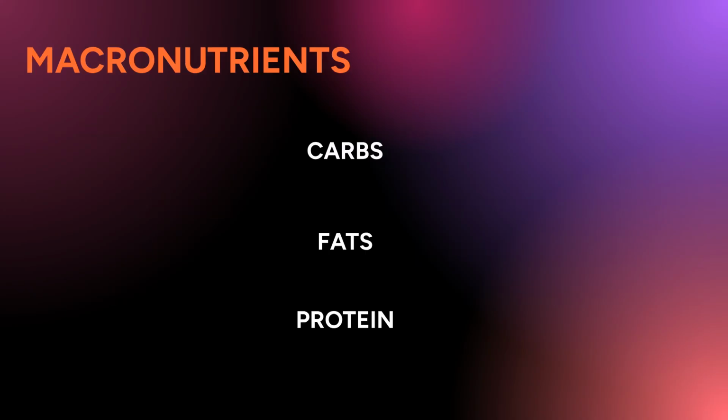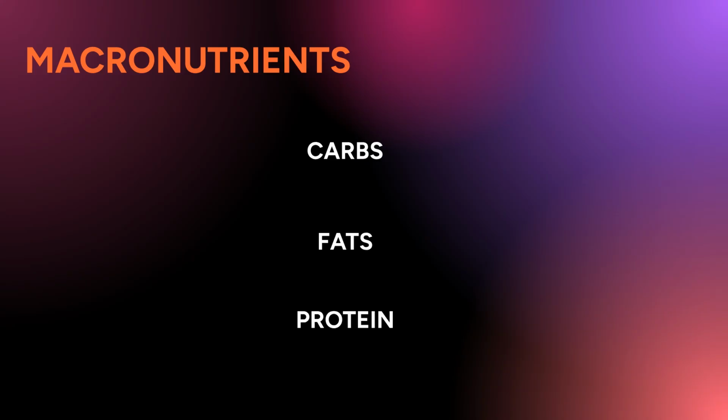Next, AMDR. This stands for Acceptable Macronutrient Distribution Range. All this means is the percentage of your calories that should come from carbs, protein, and fat. Speaking of that, macronutrients are just nutrients your body needs in large amounts. Carbs, protein, and fat. Now let's quickly go over fats.